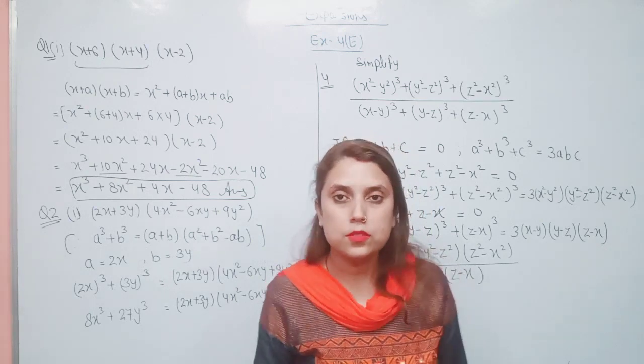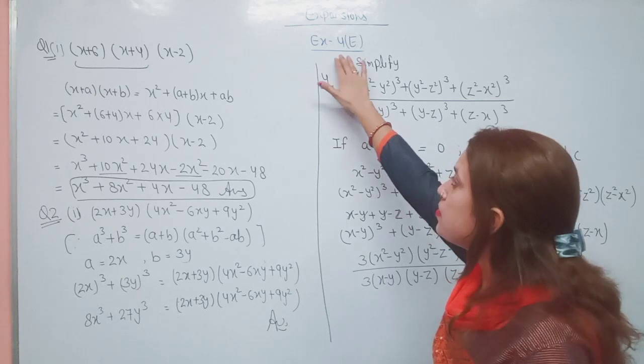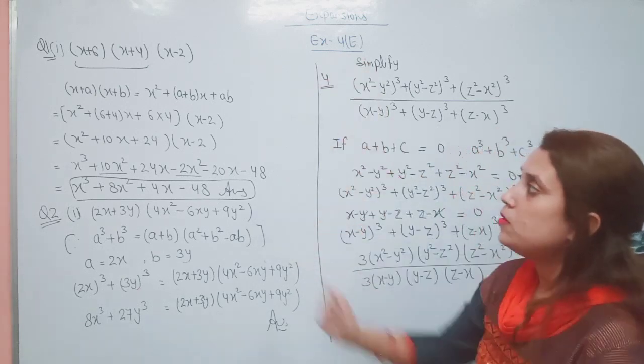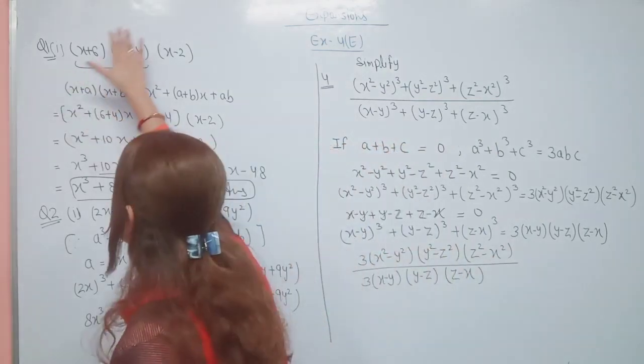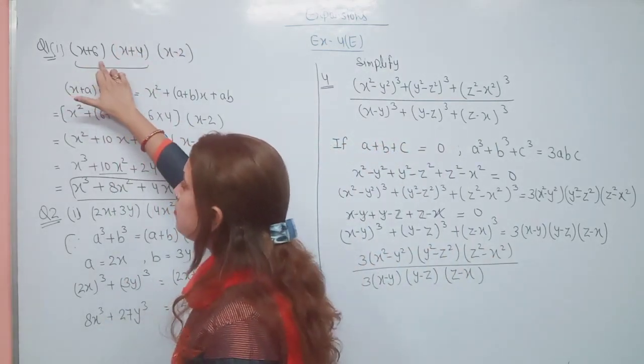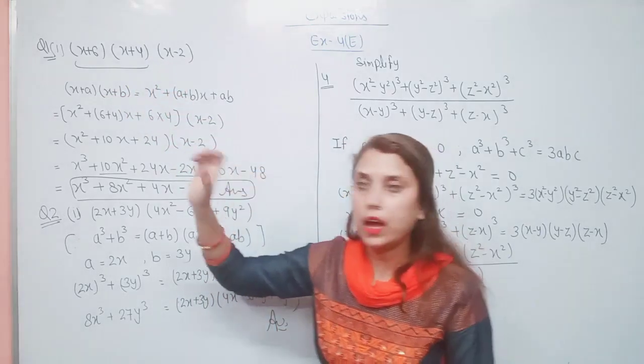Today we are going to discuss the last exercise of this chapter, extensions, exercise 4E. So let's start with question number 1. The question is: simplify (x + 6)(x + 4)(x - 2) by using identity.